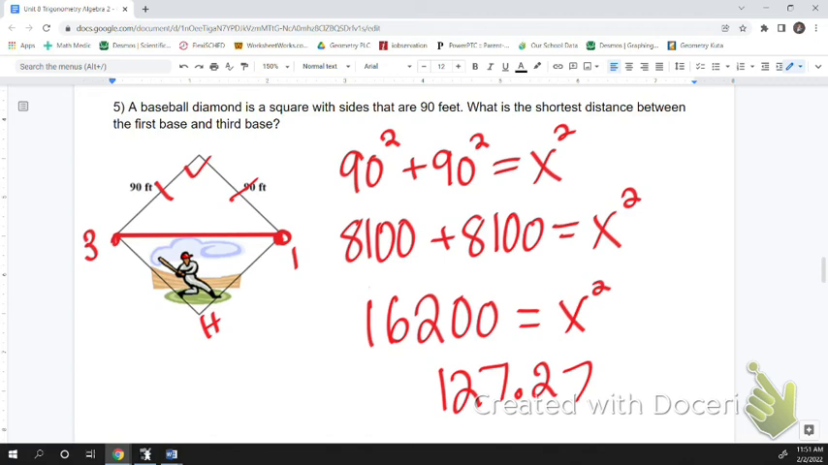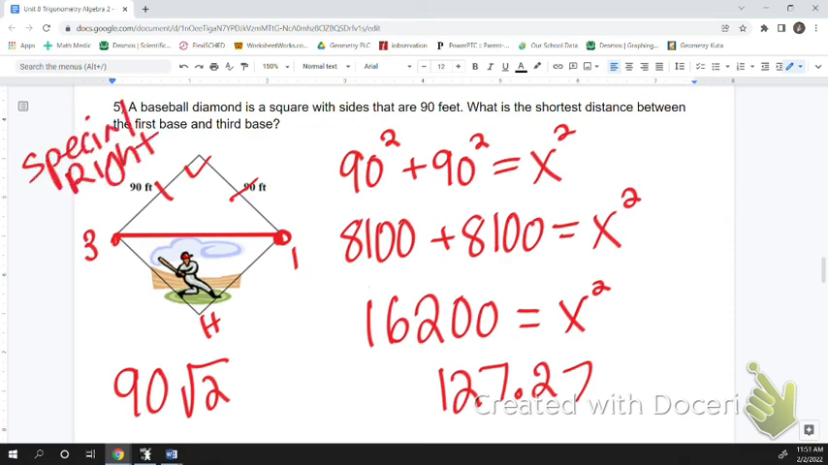127.27. Yep. Let's test it. So she said this is a special right triangle. So this would be 90 times root 2, right? Let's test it. 90 times the square root of 2 is the same answer. Yes, good. So if you remembered your special right triangle, you could also use that relationship. If not, you can just use Pythag theorem. Any questions?